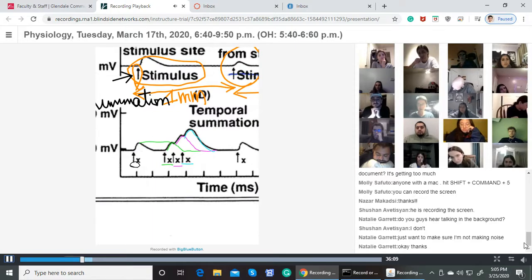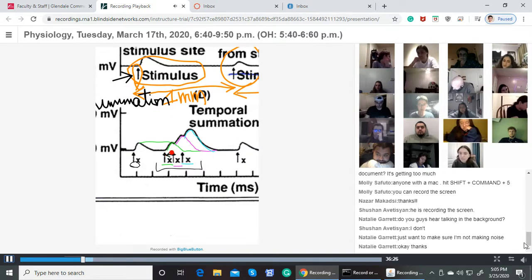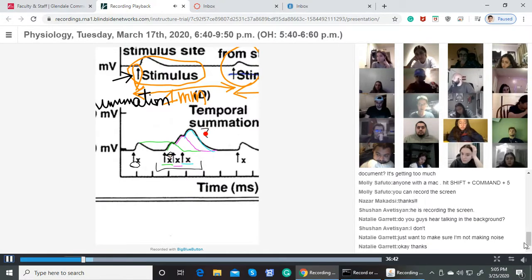So what it means is that the graded potential, if we stimulate the neuron fast enough, the key point is the timing. Just like someone said, time. If we stimulate them fast enough, that means the time between them is really short, so that the graded potential can build up on one another. Then the overall amplitude can increase.